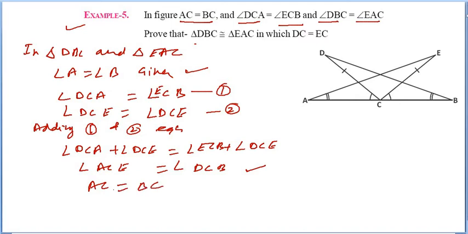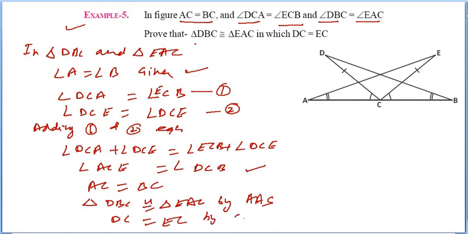That means two angles and one side are equal. So you have to write triangle DBC congruent to triangle EAC, by which one? By angle side. So you can write here the two angles are equal, angle side. And DC is equal to EC. You can write here DC is equal to EC by CPCT. So hence proof.